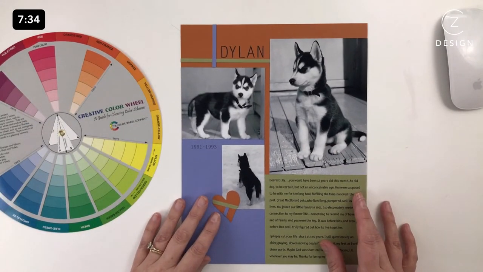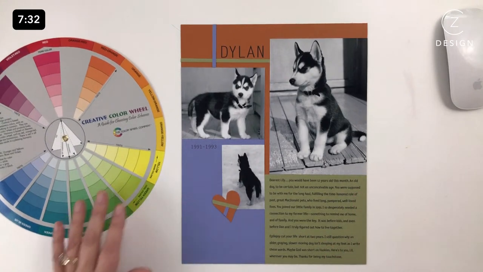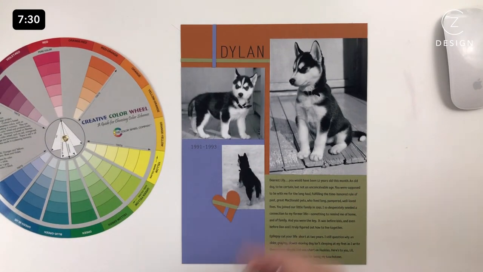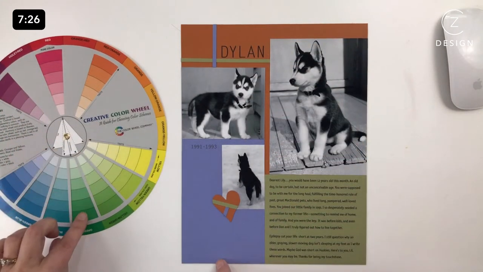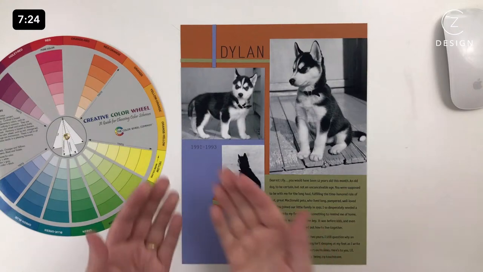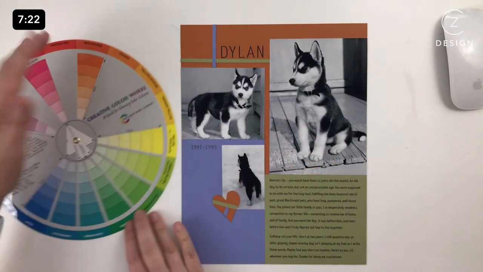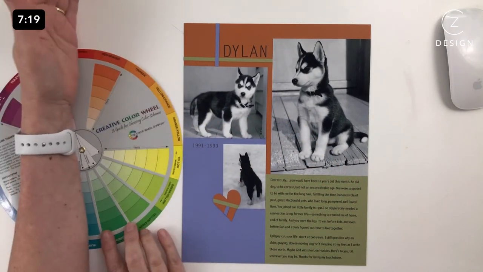Oh, look at her. Again, we're going with the analogous scheme. All right, orange, now we're skipping over to green and going into blue. But you can kind of see, right? When you're sticking with one side of the color wheel, let's go like that.